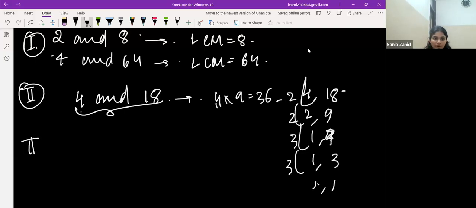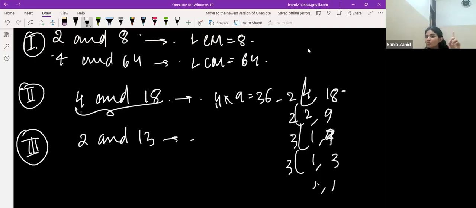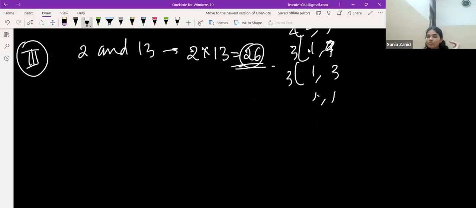Now the third way of finding the LCM is when we have two numbers which do not have a common factor and they are not even divisible. For example, 2 and 13. 2 and 13 are not divisible. They do not even have a common factor. So how do you find the LCM? You just multiply such numbers. So what is your LCM? 26. Understood? Yes. This is how we find the LCM.